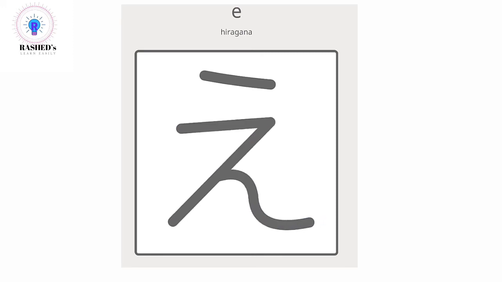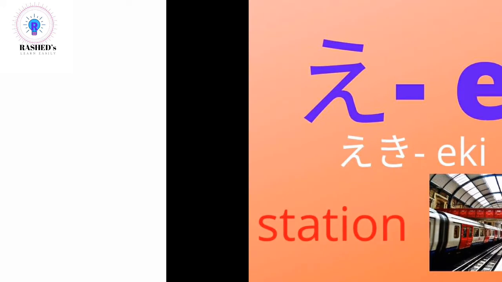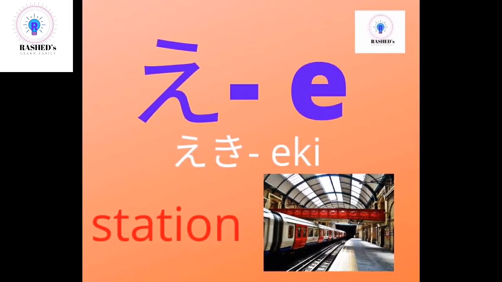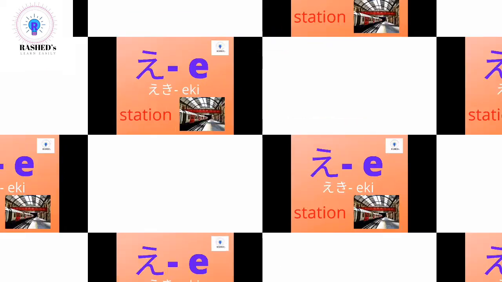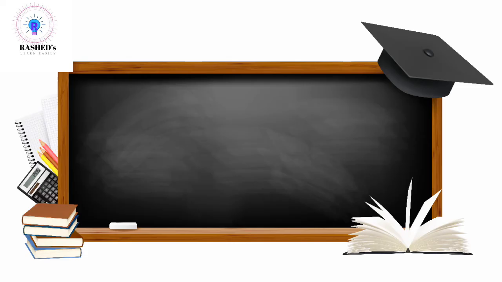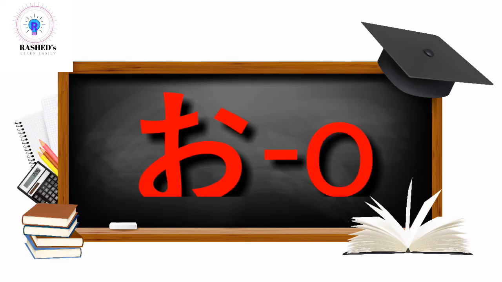So now let's see our one vocabulary about this letter. Eki. Eki means station. So dear viewers, now let's see the next letter, which is O.